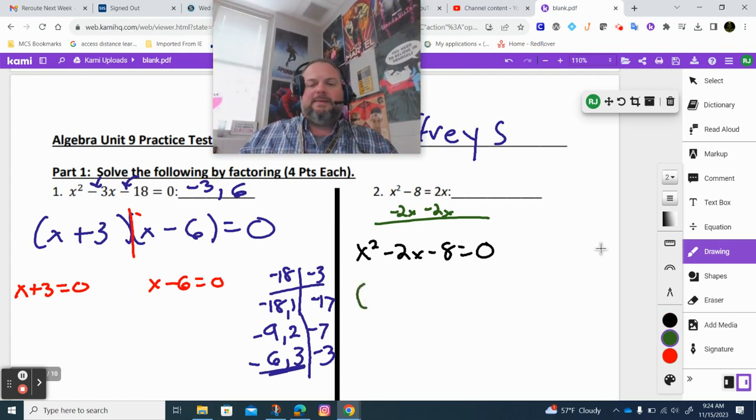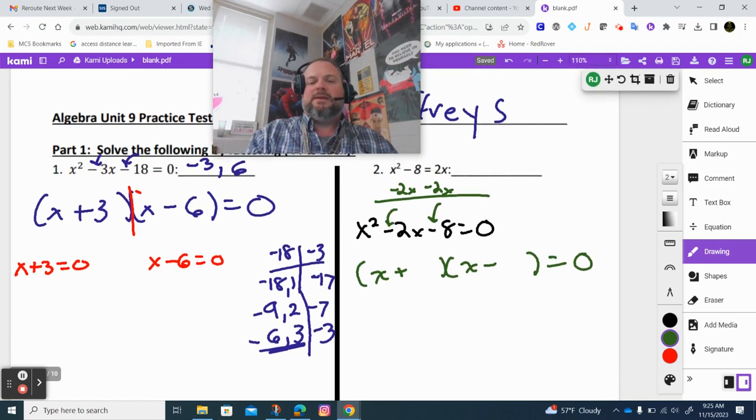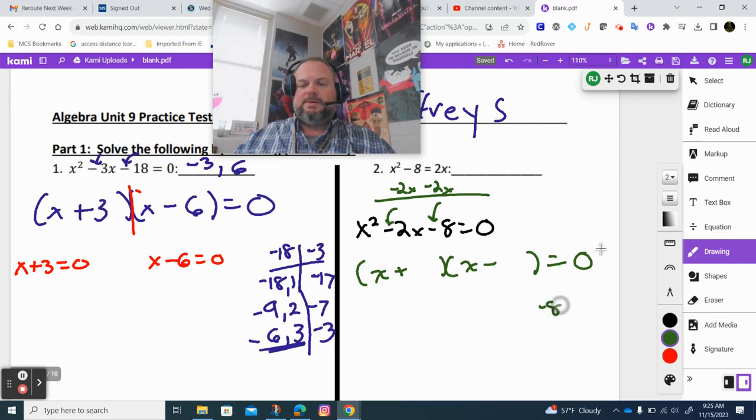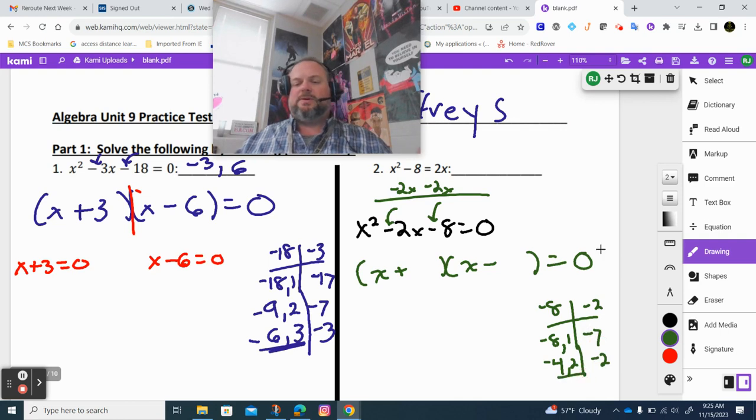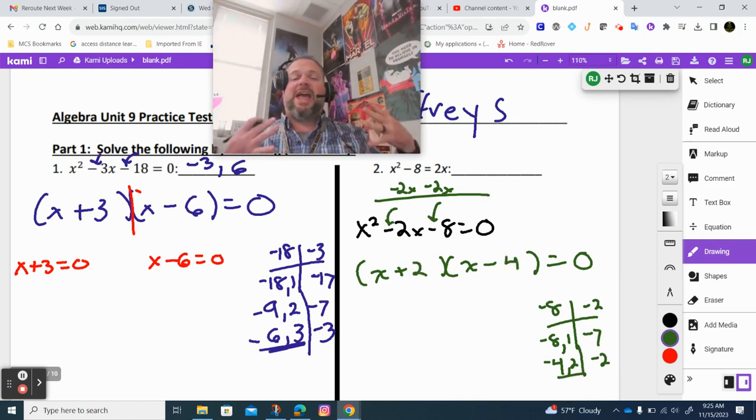All right. X and X. All right. This tells us our signs are different. This tells us our bigger number's negative. Okay. So, luckily for 8, there's only a few factors. All right. So our factors are negative 4 and positive 2. Now that's our factors. That's not our answer.